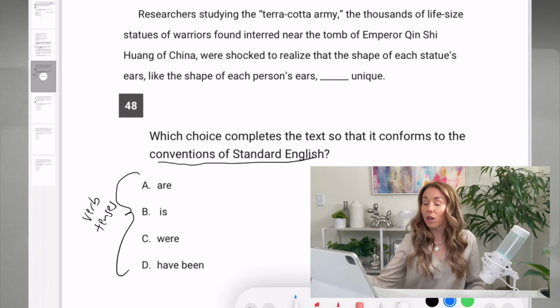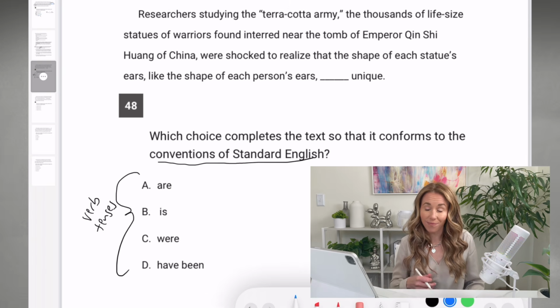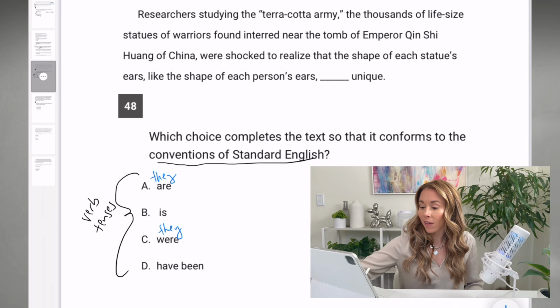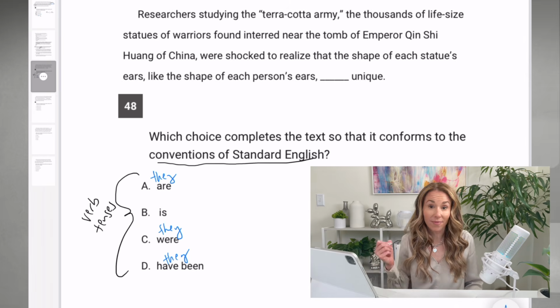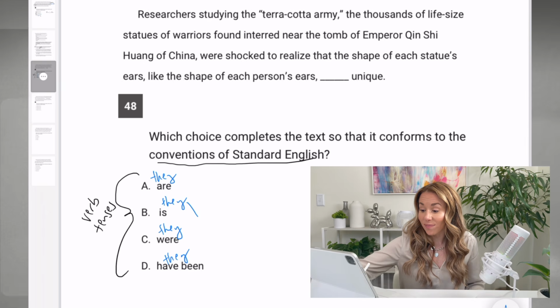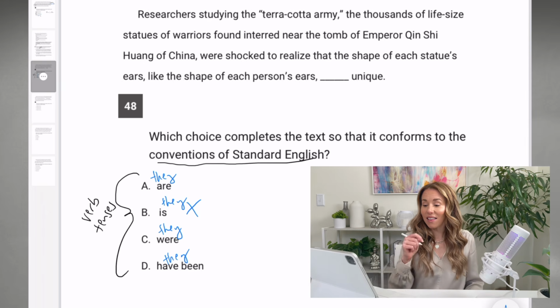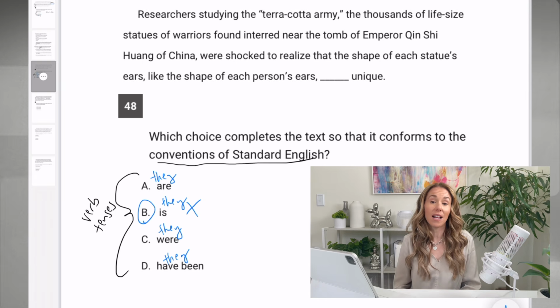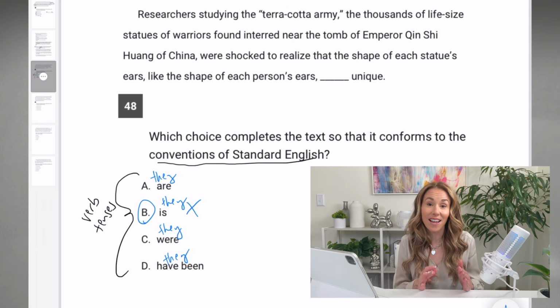For instance, if I took the plural word they, I could say they are, I could say they were, and I could say they have been. But I can't say they is. So since I can't say they is and the other three are for the same tense, the plural tense, I'm going to go with the one that's different, and I'm going to pick B. Chances are the subject is singular and needs an is.